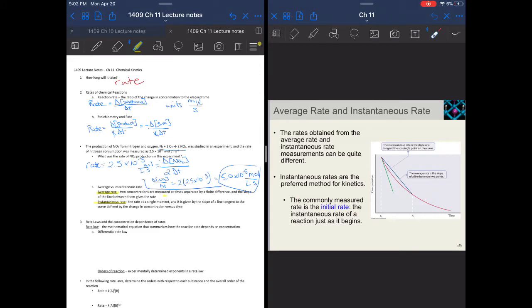Instantaneous rate would be the rate at that single moment. Comparatively, what is the actual speed at which your car is moving at a given moment. That is going to be the slope of this green line, a line that is tangential to the curve of your concentration over time, which is usually a curve and not a straight line.